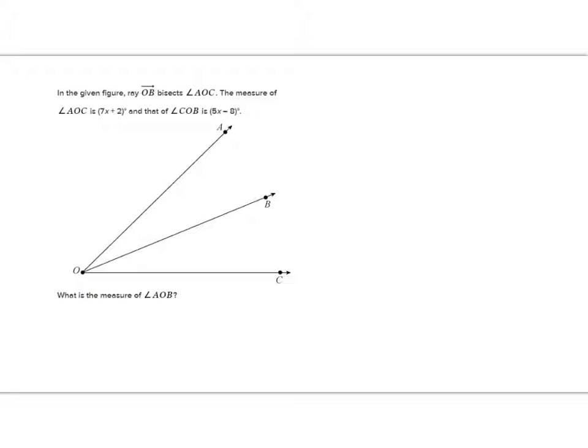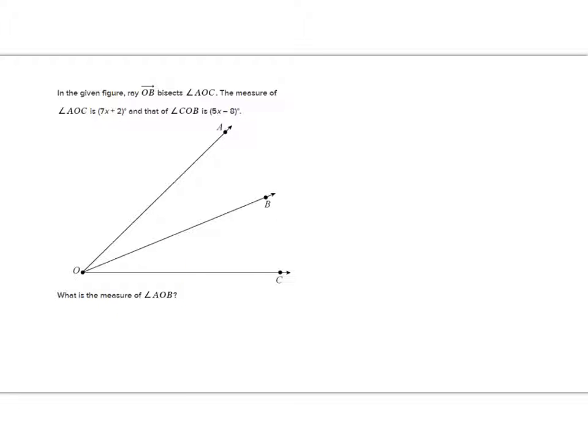So we have an example here. It says, in the given figure, ray OB bisects angle AOC. The measure of AOC, so the measure of the whole angle, is 7x plus 2. And that of COB, so this one down here, is 5x minus 8. We want to find the measure of AOB.